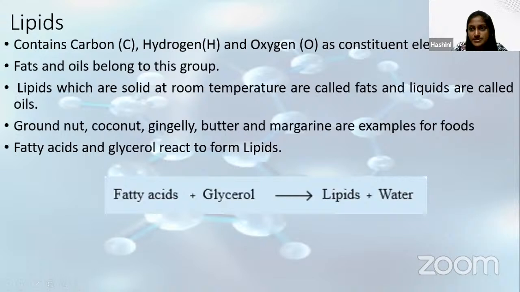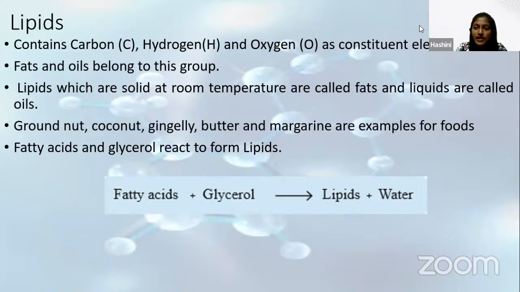It is lipids. So what do you know about the lipids? We first have to identify what elements belong to this group. They are carbon, hydrogen, oxygen. These are the elements that belong to the lipids. And there are two groups which belong to these lipids: fat and oil.